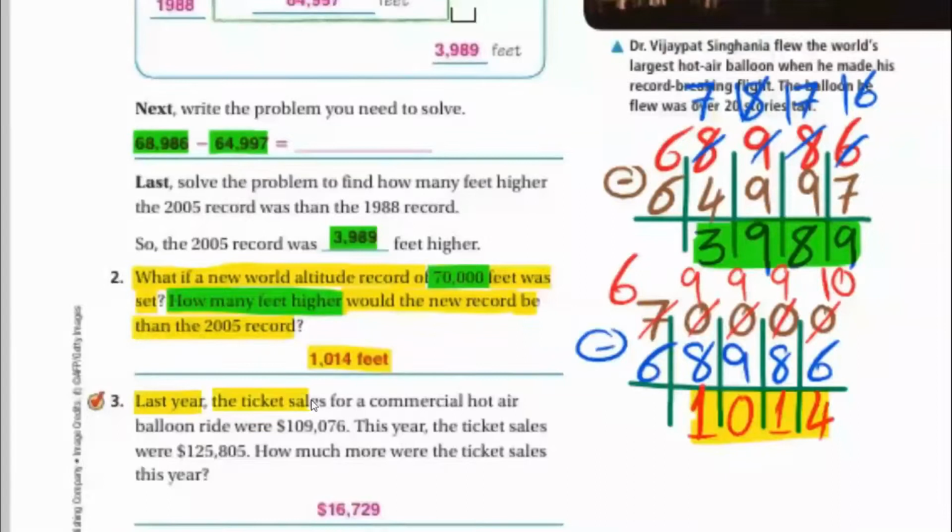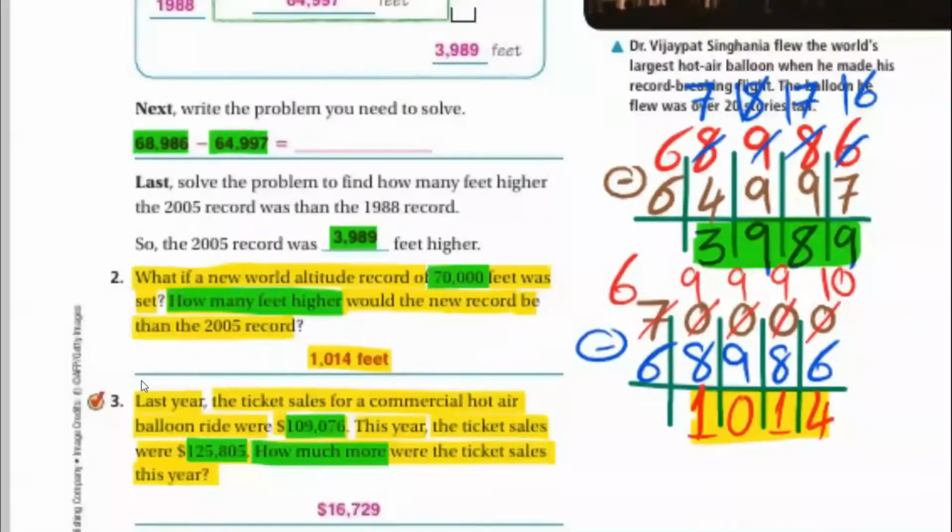Last year, the ticket sales for a commercial hot air balloon ride were $109,076. This year, the ticket sales were $125,805. How much more were the ticket sales this year? We have this question here, how much more? You have to subtract here, right? So let's subtract these two numbers.